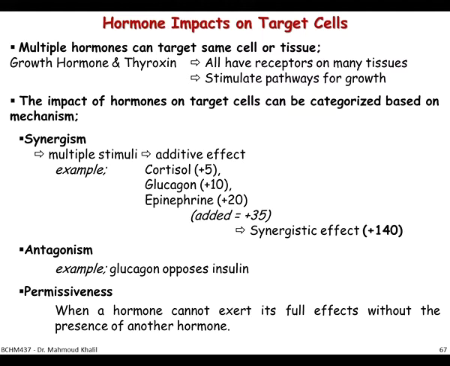So what is permissiveness? It's when a hormone cannot exert its full effect without the presence of another hormone. So these kinds of hormones need help from another hormone to give them the permission to work. That's why it's called permissiveness.